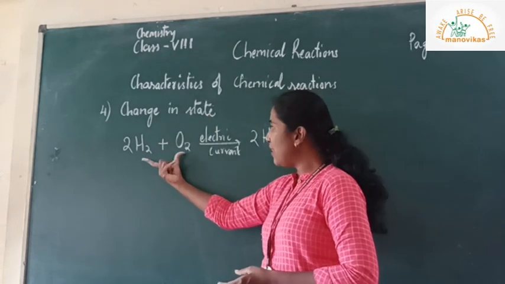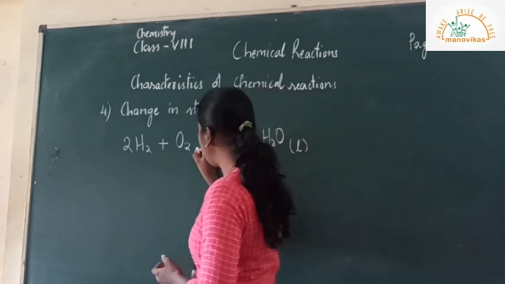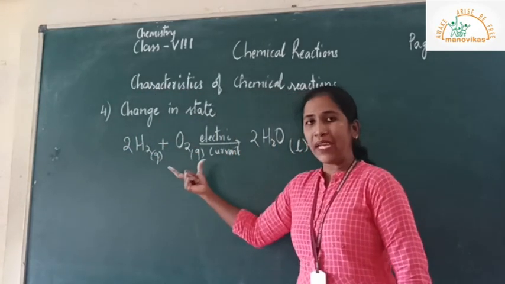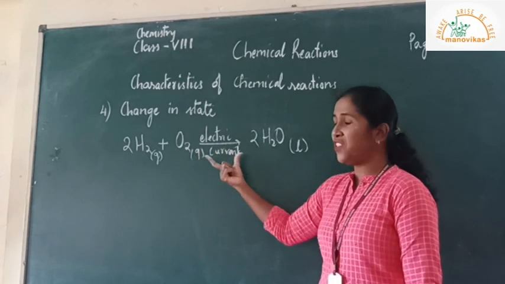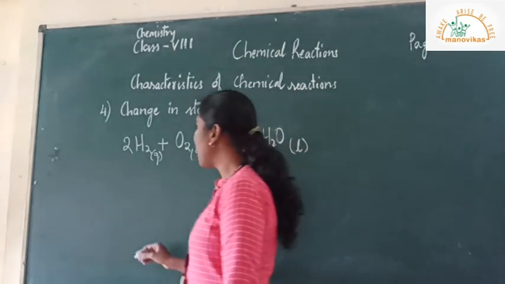Here the hydrogen and oxygen are in the gaseous state, and when it undergoes a change in state, this gas is converted into the liquid form. So this is a gas, this is also a gas. Here we can see that this undergoes a change in state. So gaseous converted to liquid.